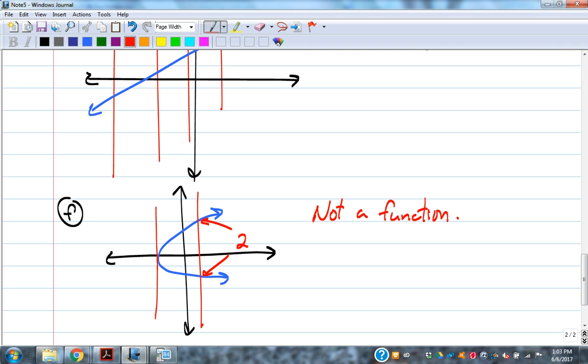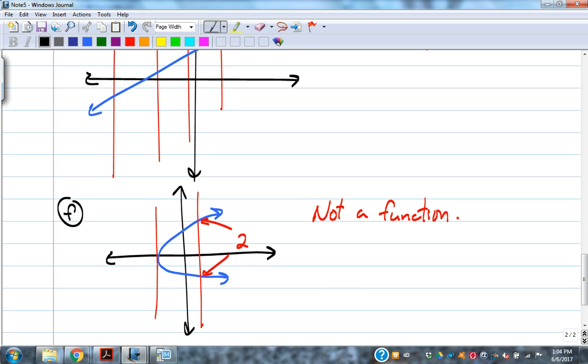But there is somewhere that I can put that vertical line and it touches twice, and that's what makes it fail. Okay. On the previous example E, I couldn't put the red line anywhere that touched the blue line twice. It could only touch it once anywhere I put it. Not anything incredibly strenuous about that.